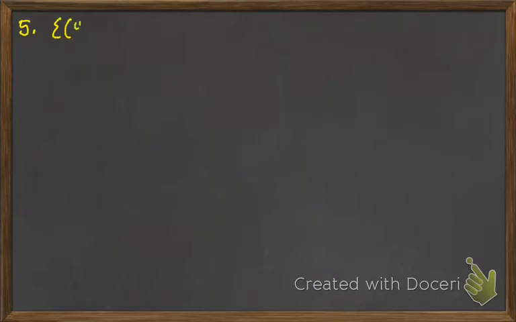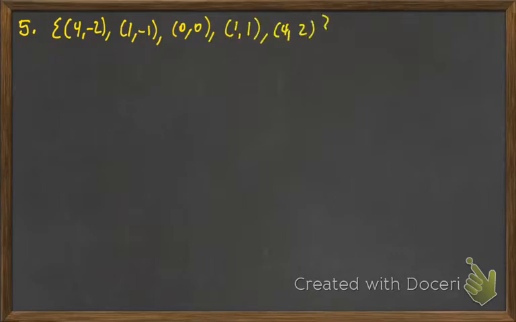Alright, so what do we got here? We got 4 and -2, 1 and -1, 0 and 0, 1 and 1, 4 and 2, okay. The domain is going to be 4, 1, 0, and so we do have some repetitions in the x's. So if we have repeating x's, that means it's not going to be a function. So we don't even bother to consider if it's a one-to-one function. If you're going to talk about one-to-one, it has to be a function first. So this is not even a function, so we won't even bother with one-to-one.